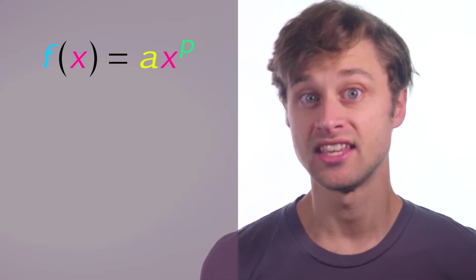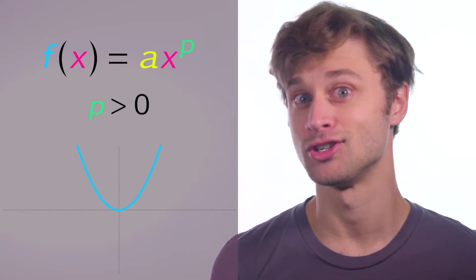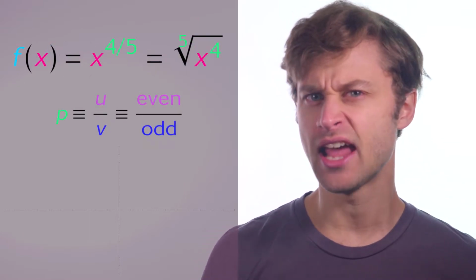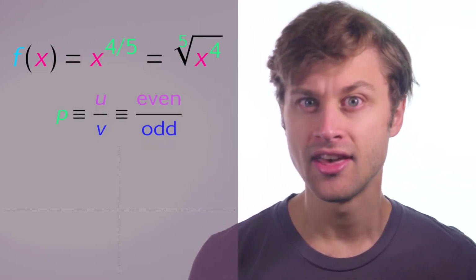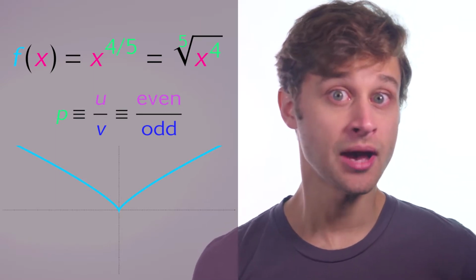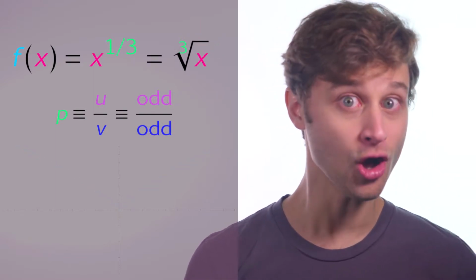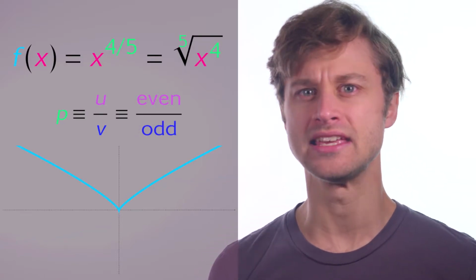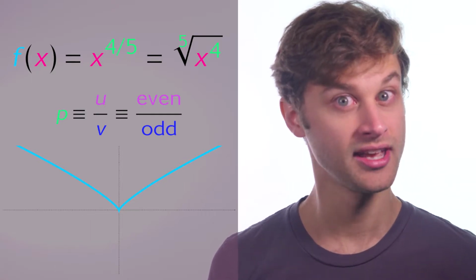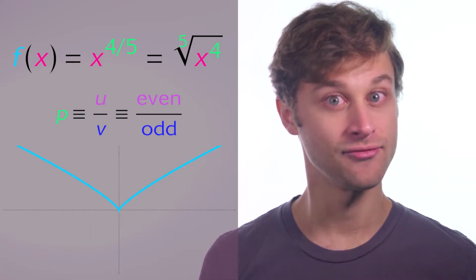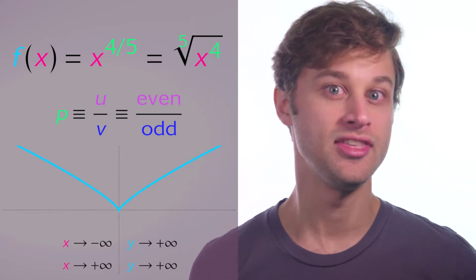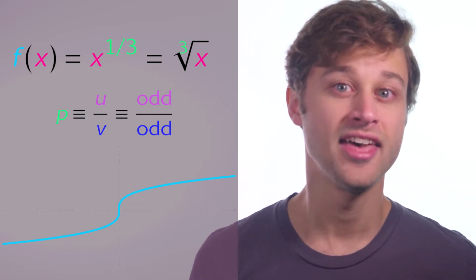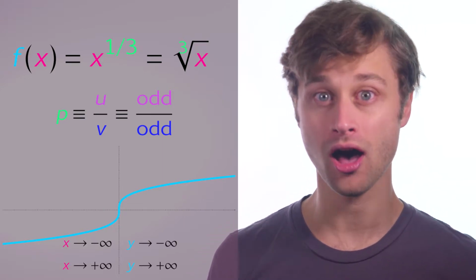For instance, if p is positive, then the x-intercept of the function is at x is equal to 0. Also, if the numerator of p is even and the denominator of p is odd, then the function has even symmetry. But if the denominator is odd and the numerator is also odd, then the function has odd symmetry. The same thing with end behavior. If the numerator of p is even and the denominator is odd, then the function has end behavior that reflects even polynomials. If the denominator of p is odd and the numerator of p is odd as well, then the function follows the end behavior of odd polynomials.